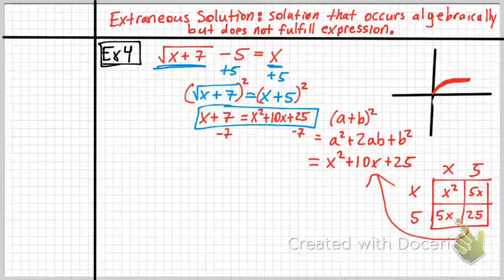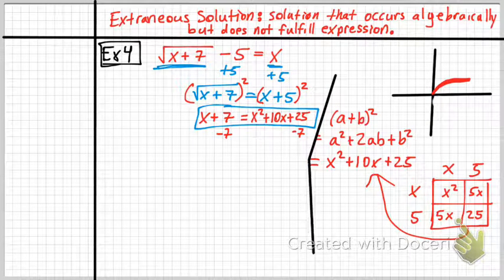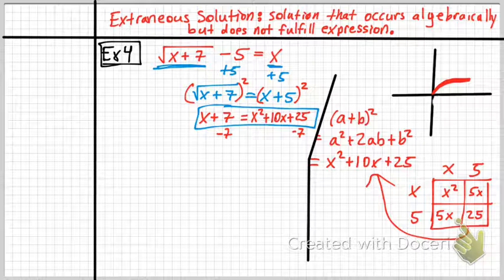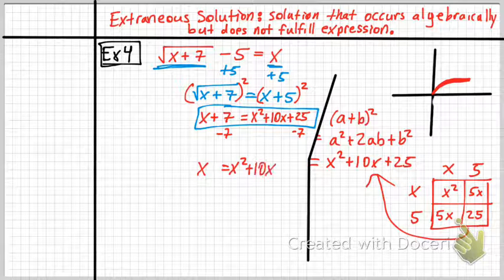And what you end up getting is that you get x is equal to x squared plus 10x and then 25 minus 7. So this is going to be 18.